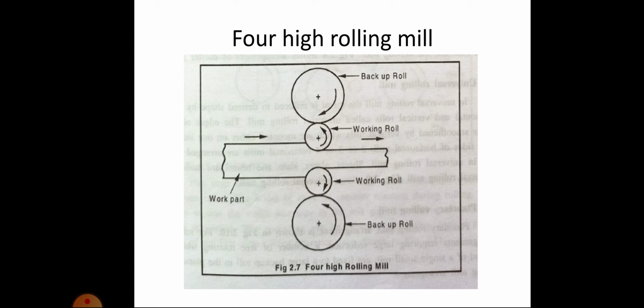Okay, 4-high rolling mill. It is essentially a 2-high rolling mill but with small sized rolls. The other two rolls are the backup rolls for providing the necessary rigidity to the small rolls.